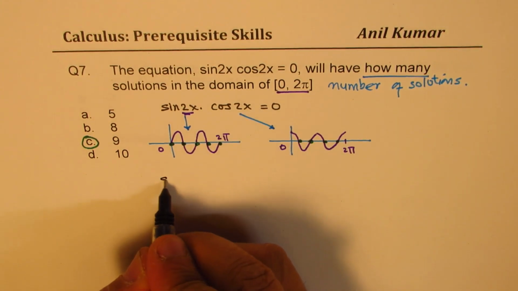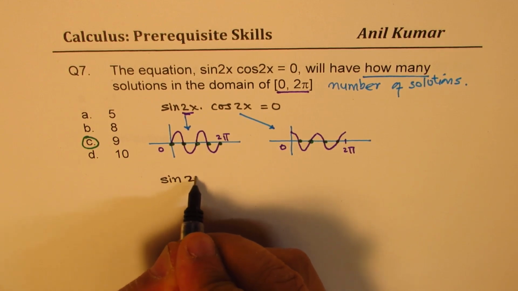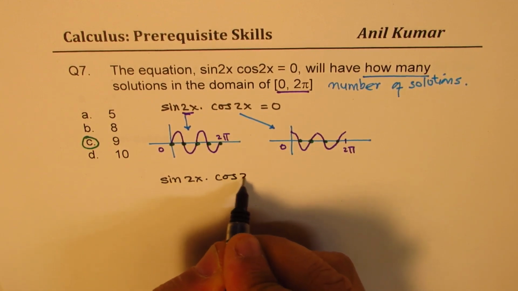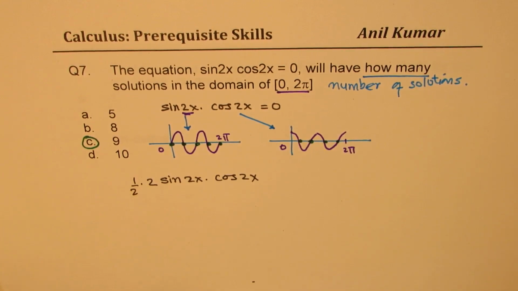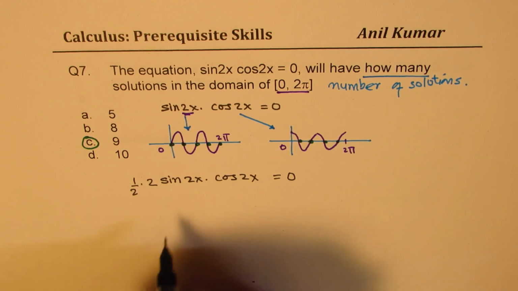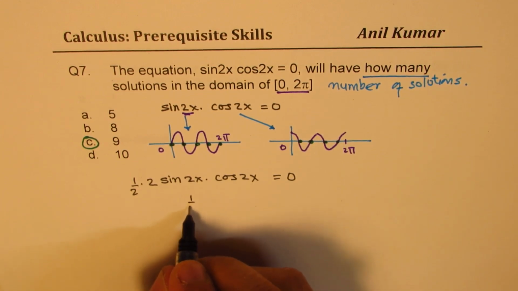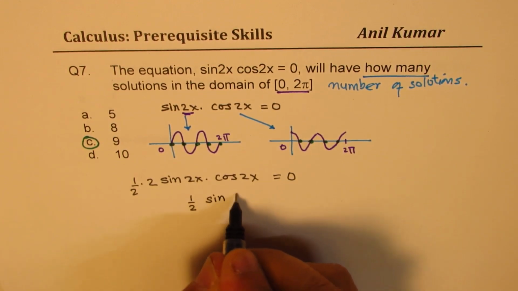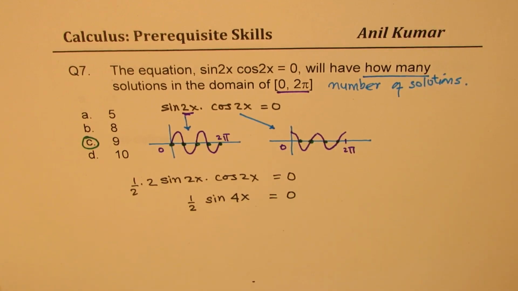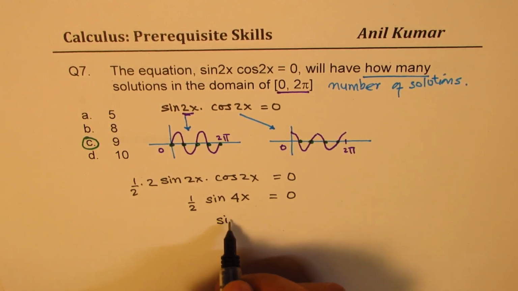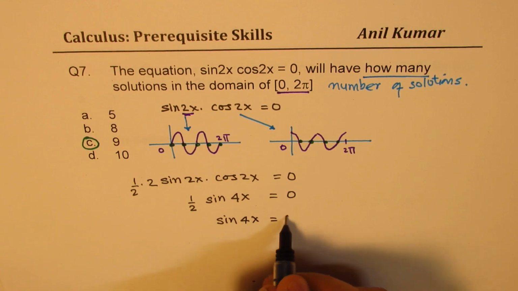Some of you could also do it like this. Sine 2x times cos 2x could be written by multiplying by half times 2, right? We need to make it equal to 0. Now 2 sine 2x cos 2x is sine 4x. So we get half of sine 4x. You may have to review compound angle formulas for beginning with calculus. That is very important, right? So that really means that sine 4x should be equal to 0.